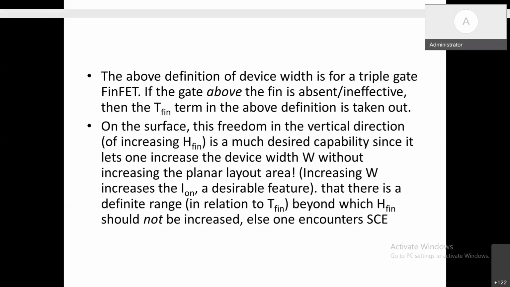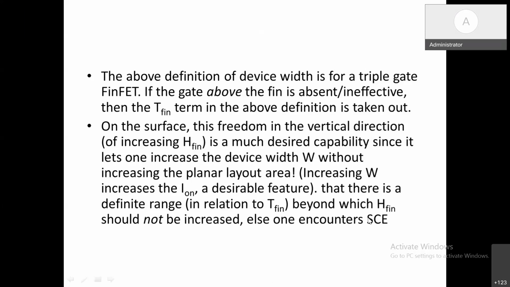So for a double gate like that, the effective width will be equal to 2 into H fin. That is the reason they say that the width of the device is 2 into H fin.